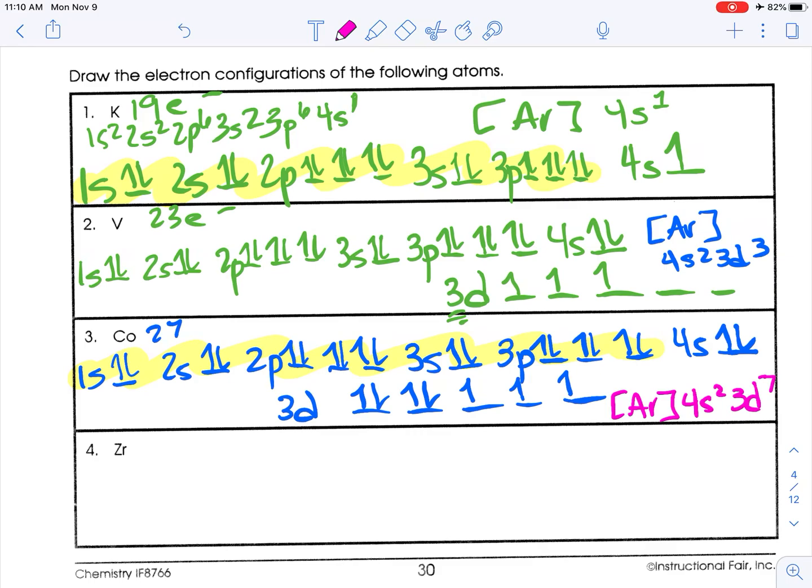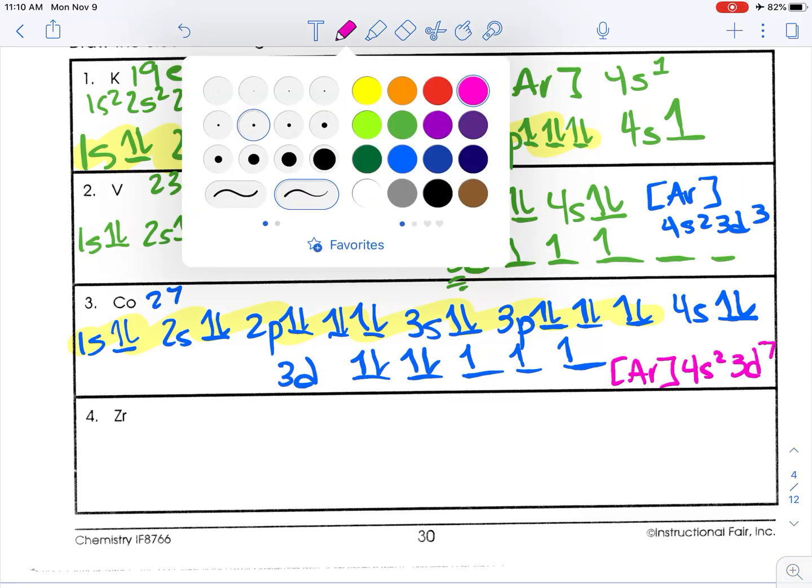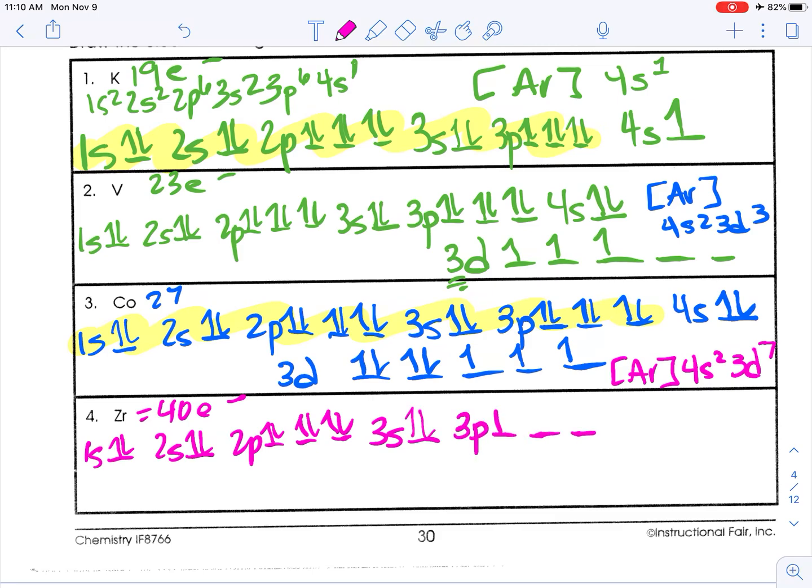Zirconium is 40. Zirconium is in the 4d. Once we get here, let's take a break. Is there a way to copy paste? Well, I'll figure it out later. 1s2, 2s2. If you're going to draw it, I'll draw it. 2p6. Okay, so there's 10. Try not to get as messy as me. 3s2, 3p, filling in one at a time, Hund's rule.